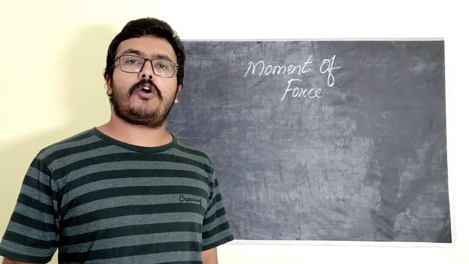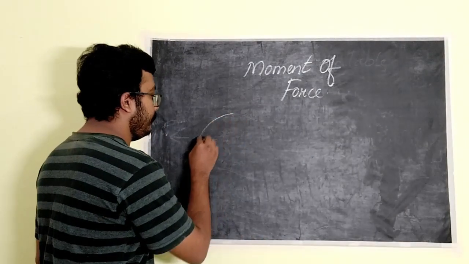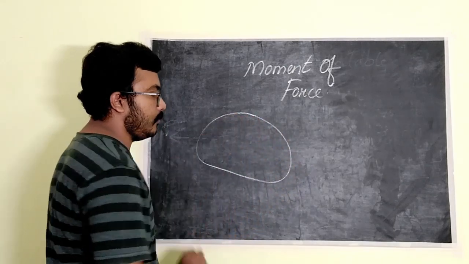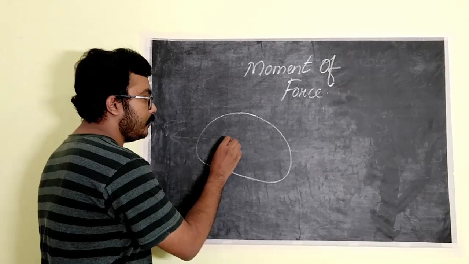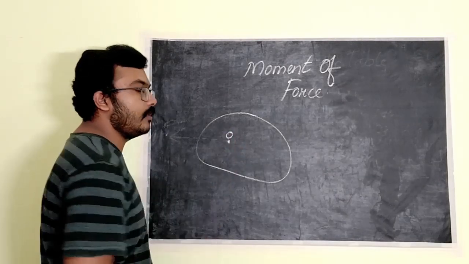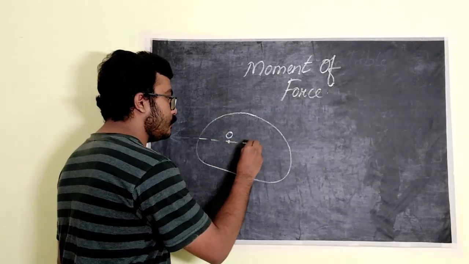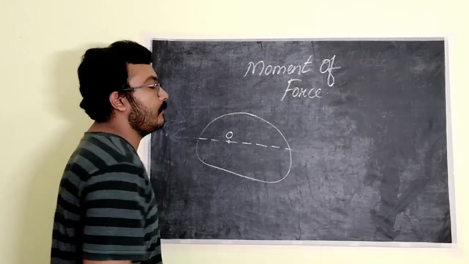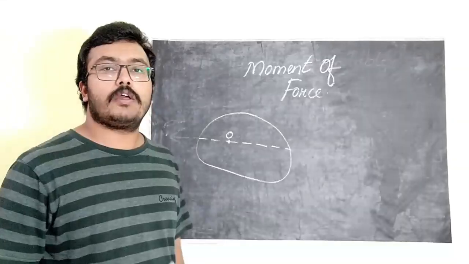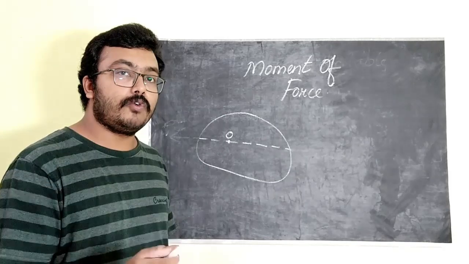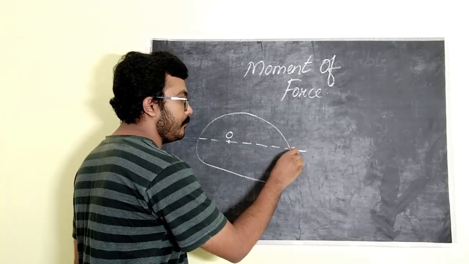Okay, now imagine a body pivoted at a point O. For example, there's a body, it's an irregular body, it doesn't matter. Now it's pivoted at some point O. Now what I do is, I'll draw a horizontal line passing towards the center O. Alright, that's the horizontal line. Next, imagine that I provide a force along the horizontal line, that is through this point.